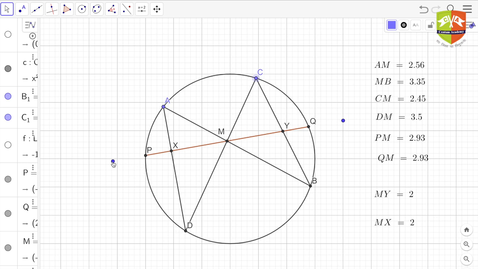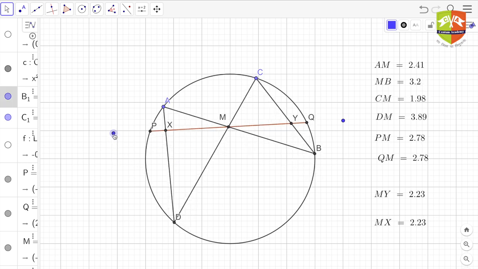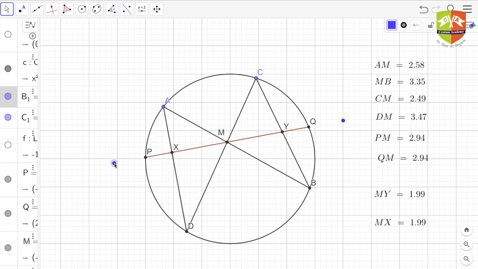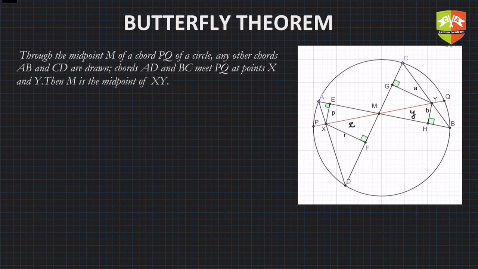What remains to be done is to try and prove this analytically. So that's what we are going to do in the next part of the session. So let's go to proving. Having verified the butterfly theorem through GeoGebra software, it's now remaining to prove the theorem itself. I have stated the theorem first, and have done some construction, which I'll be explaining in some time, and then we'll go for the proof.